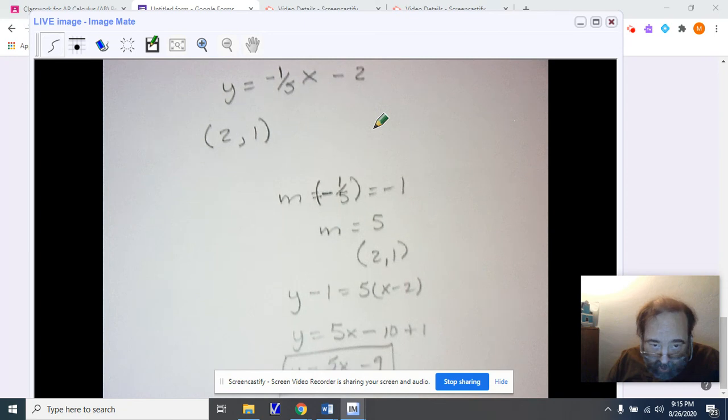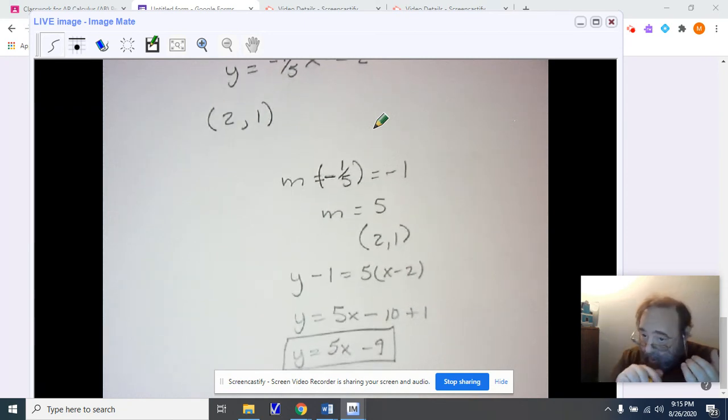Okay, so just be aware that whenever we're talking about perpendicular and parallel lines, we want the slopes and we want a point on that new line. Once we have them, we can plug them into point-slope form and find the line that we seek.